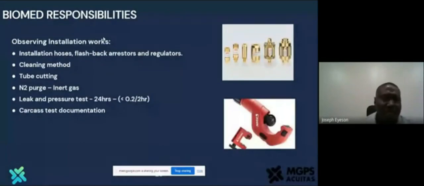For a biomedical engineer, when it comes to the installation process, maybe you are not the one going to do the installation, but a third party is. What are the things that you need to look at? You need to look at whether they are using the right hoses for the brazing work, whether there are flashback arresters, whether the regulators are leaking, what kind of methods they are using for cleaning, and, when it comes to cutting the pipe, whether they are using the right tool, a tube cutter.